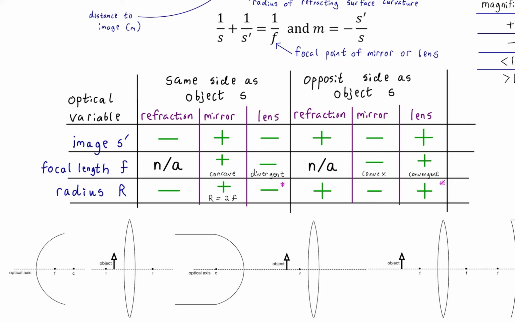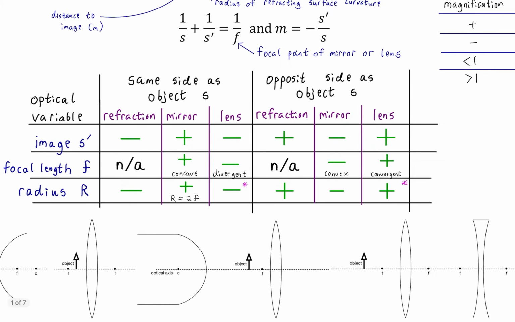And we can see all the sign conventions. So for example, for the same side, for refraction, S prime is negative if it's on the same side. For mirrors, it's positive if it's on the same side. Lenses, opposite. Okay, so it summarizes all those cases. For the case of the focal length, there is no defined focal length for refraction, which is why we have non-applicable in this cell of our table. But we can see that for mirrors, we have positive again if it's on the same side, but for lenses, it's negative if it's on the same side.